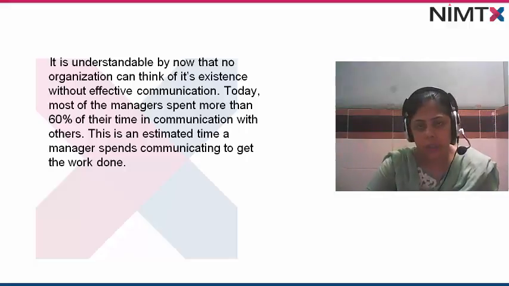We've heard it before, as it says that managers today spend more than 60% of the time in communication with others. So by this we understand how important it is. Procedure, rules, and the software that people are working on is important. Yes, it is important because they have to have product knowledge, but communicating effectively is very important.